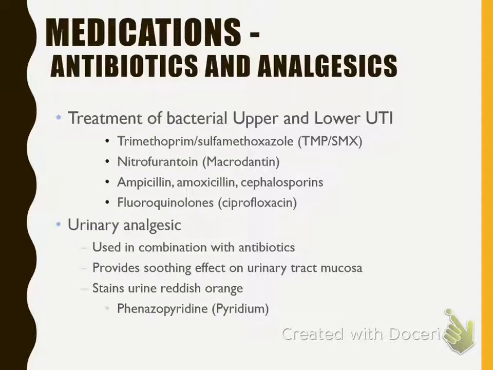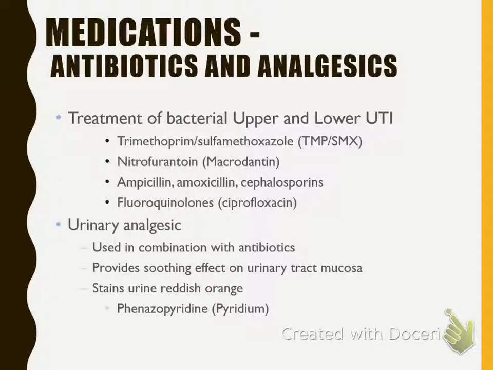Ampicillin, amoxicillin, cephalosporins, those are more broad. So we can give those for glomerulonephritis or UTIs because they work on all of them there. And then ciprofloxacin also works really well. So those are the most common ones prescribed for urinary tract infections or glomerulonephritis.